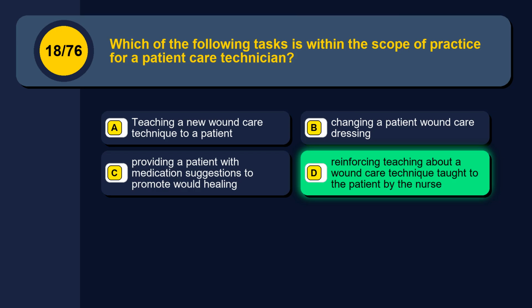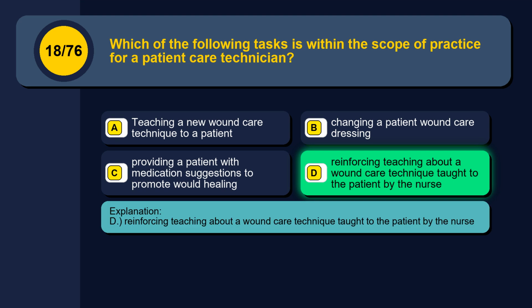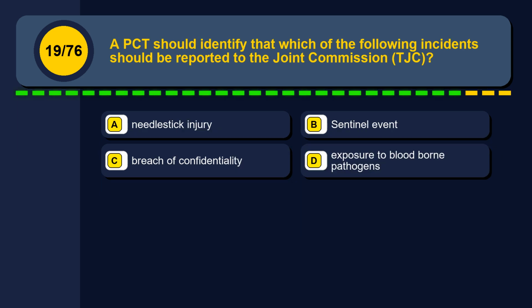The correct answer is option D, reinforcing teaching about a wound care technique taught to the patient by the nurse. Question 19. A PCT should identify that which of the following incidents should be reported to the Joint Commission, TJC. Option A, needle stick injury. Option B, sentinel event. Option C, breach of confidentiality. Option D, exposure to blood-borne pathogens.